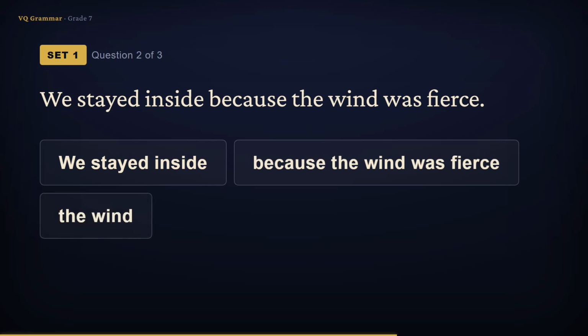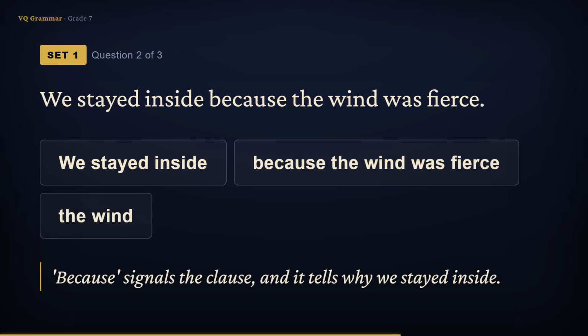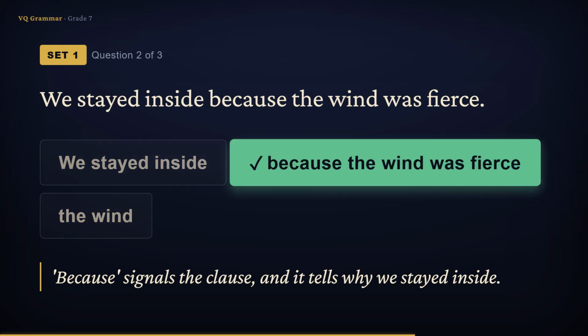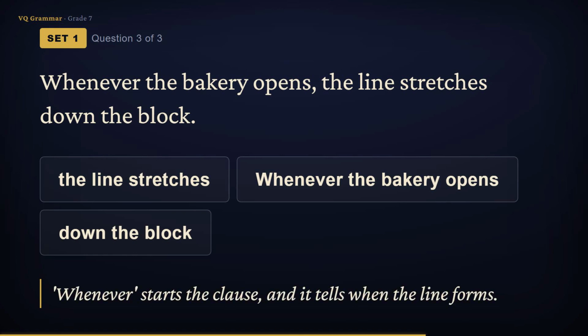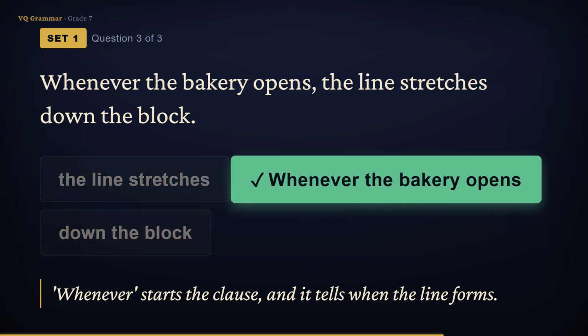We stayed inside because the wind was fierce. Where's the adverb clause? The signal word is because, and because the wind was fierce tells us why we stayed inside. That whole group is the adverb clause. So the answer is because the wind was fierce. Whenever the bakery opens, the line stretches down the block. Which part is the adverb clause? The subordinating conjunction is whenever, and whenever the bakery opens tells when the line forms. So the adverb clause is whenever the bakery opens. So the answer is whenever the bakery opens.